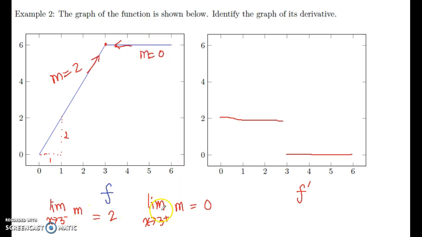Because the left limit does not equal the right limit, this limit doesn't exist. So what it means is at 3, the function is not differentiable. So it's a hole in the derivative f prime. Now, what it means is that whenever you see a sharp corner, a sharp turn, the function is not differentiable at that point.